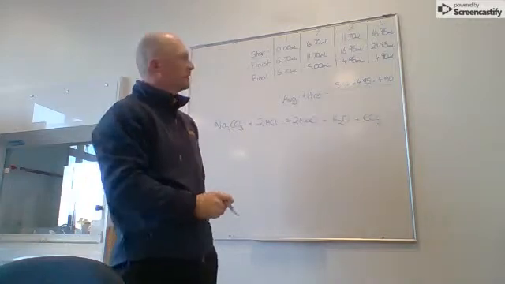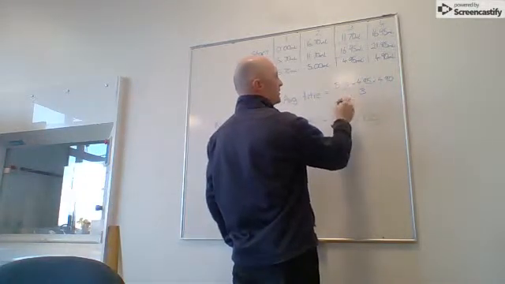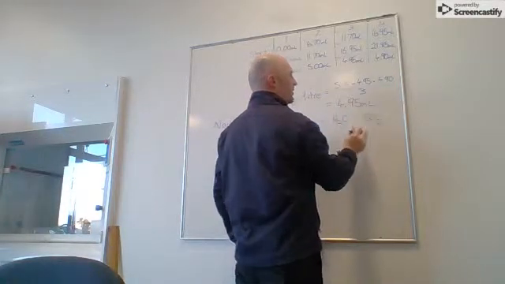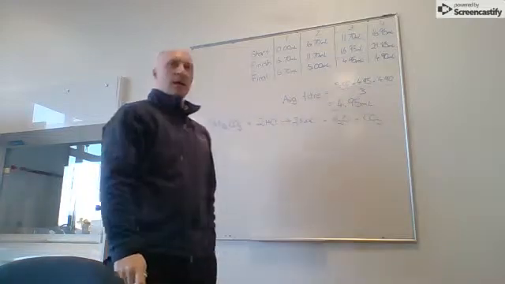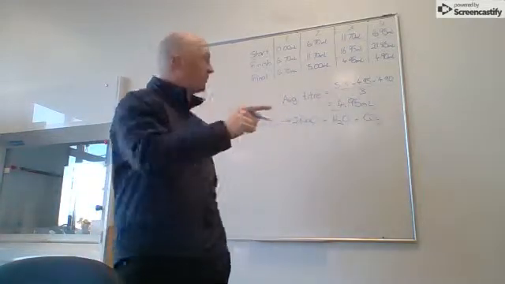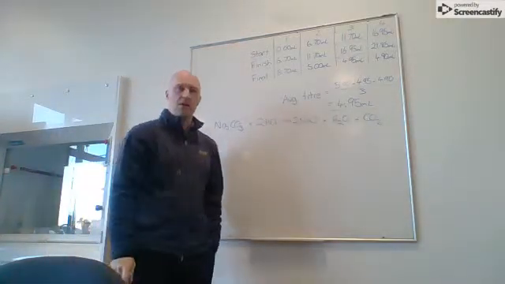Add those together, divide by 3. Turns out that my average is 4.95 mLs. Okay, so that's how much of the sodium carbonate we added from the burette. Now it's time to work out the concentration of hydrochloric acid.